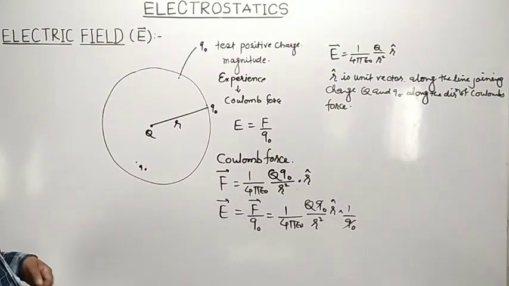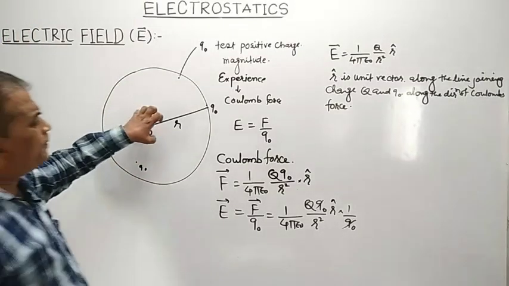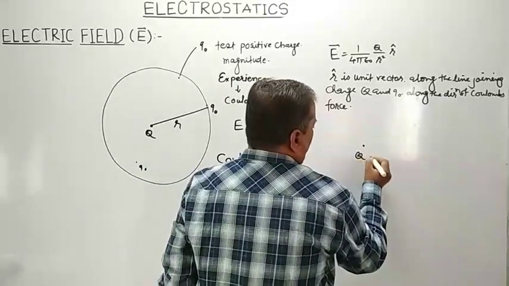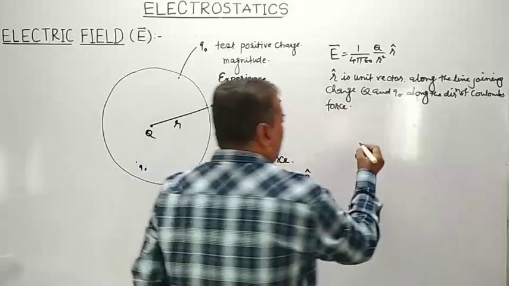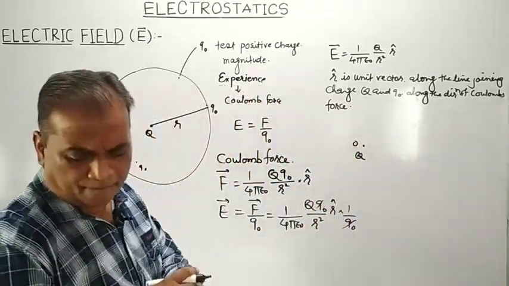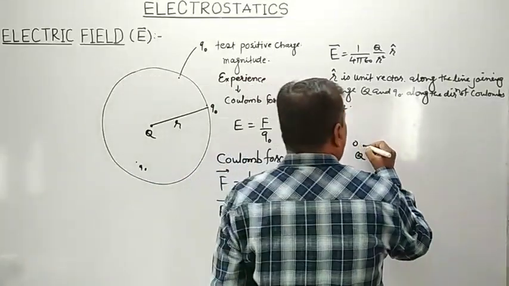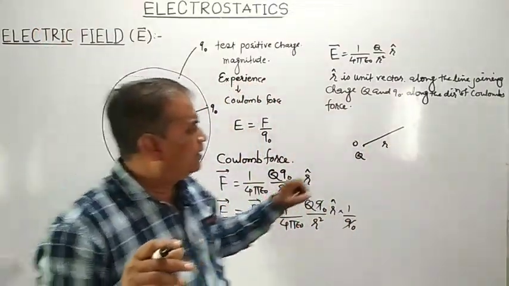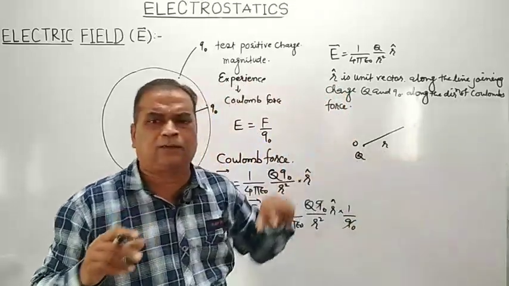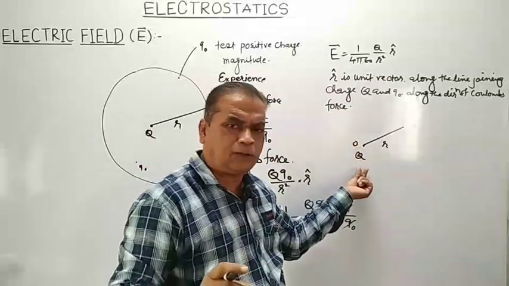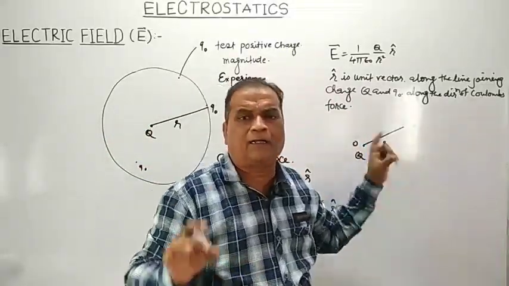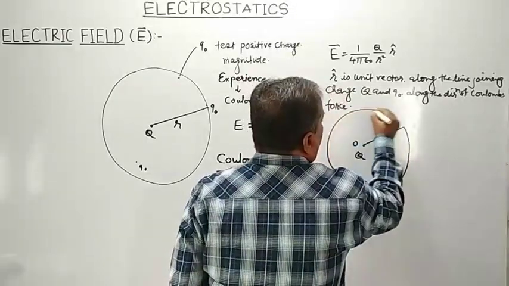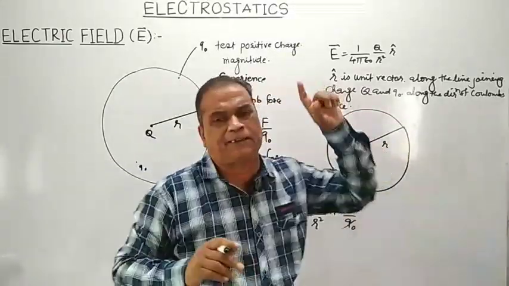Now let us try to calculate the magnitude of the electric field at a distance r from the charge Q. Suppose we have a charge Q kept somewhere at point O, and we want to find out what is the intensity of electric field at a distance r from the charge Q. Electric field due to charge Q at a distance r from it is found to be the same for all the points which are at the same distance r from it.